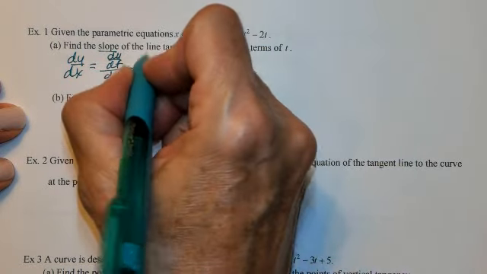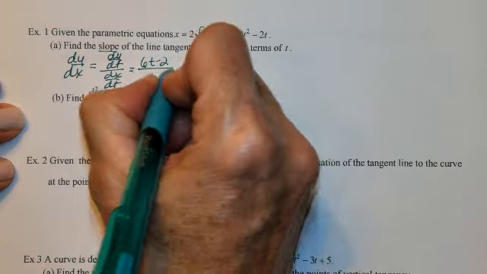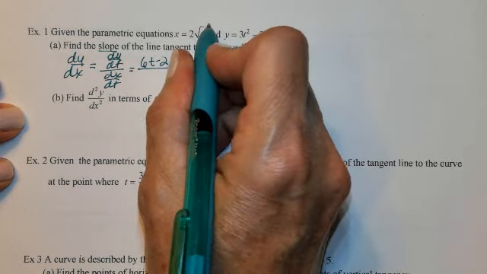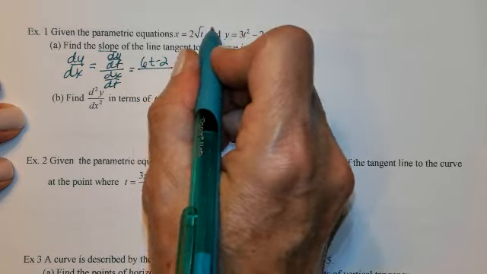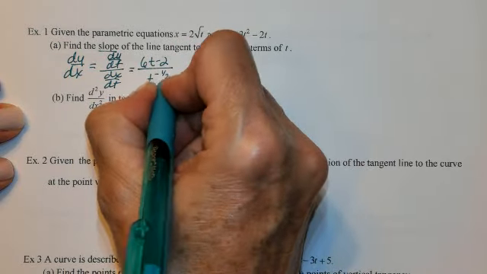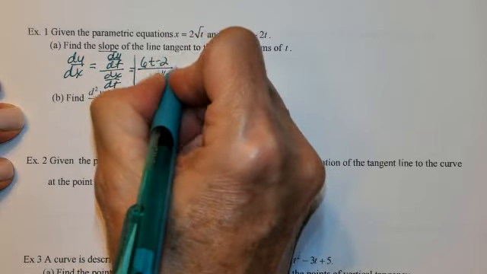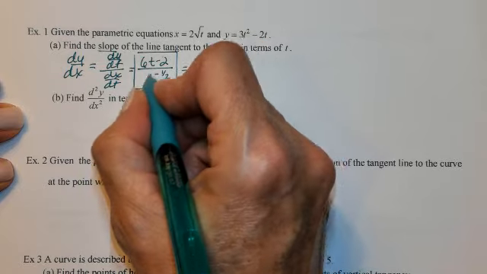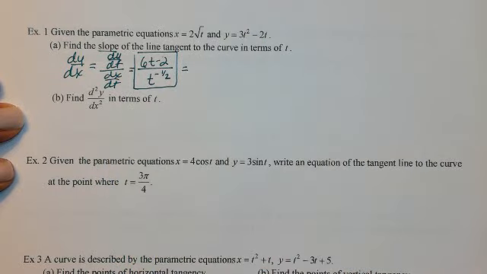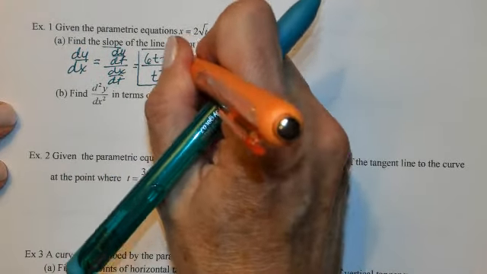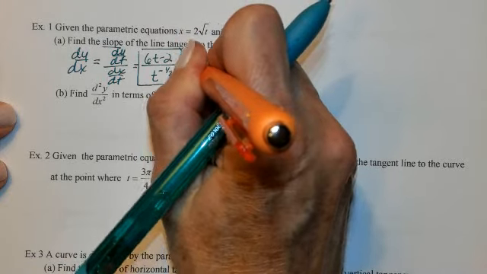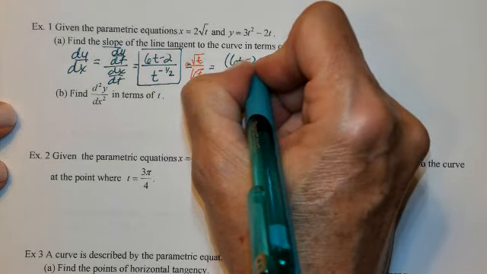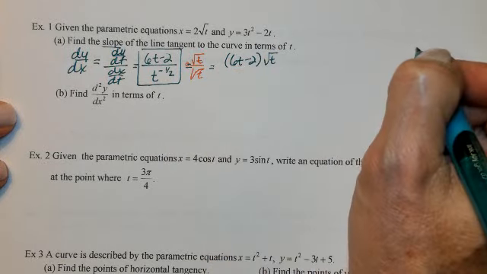dy/dt is 6t minus 2. dx/dt is, this would be 2t to the 1/2, so 1/2 times 2 is 1, t to the negative 1/2. If this was a multiple choice question, this is 1 over square root of t, so I would multiply top and bottom by square root of t. And I'd get 6t minus 2 square root of t over 1.